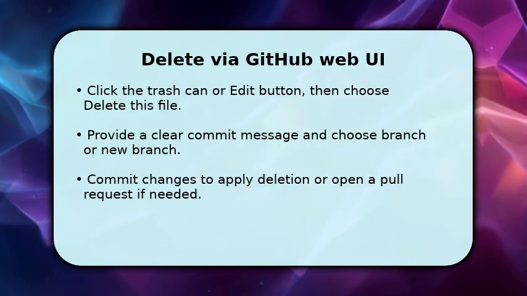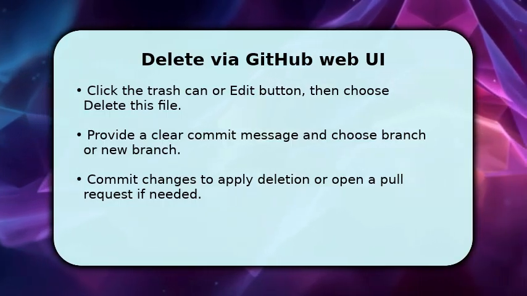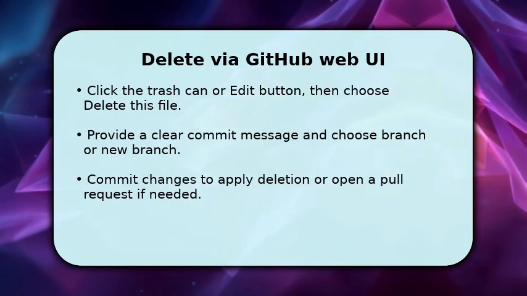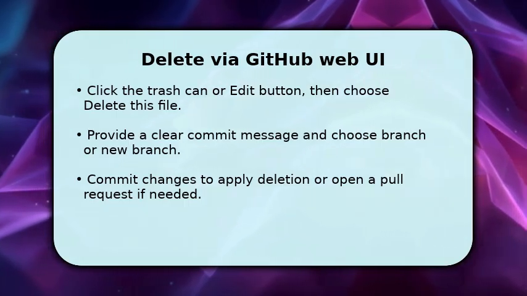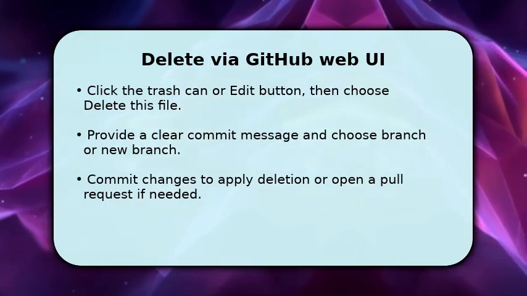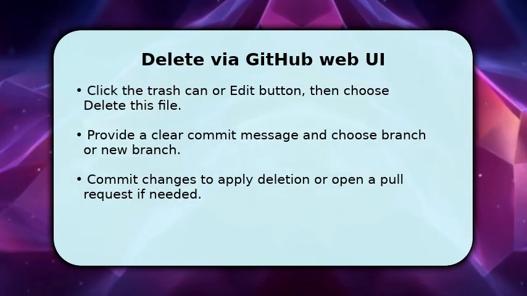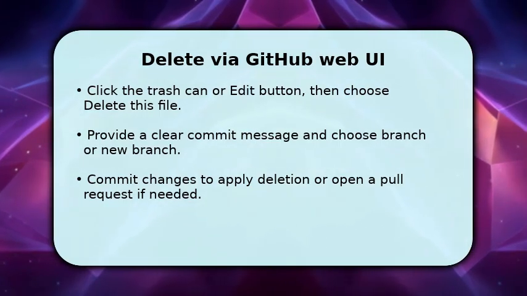In the commit form, write a concise message explaining why you removed the file. This documents intent for reviewers. Choose to commit directly to the branch or start a new branch and open a pull request. Use a PR when you want peer review. Once you commit, GitHub updates history and removes the file from the selected branch.